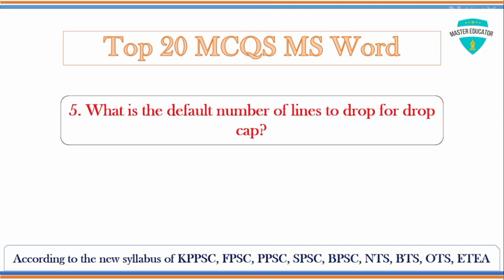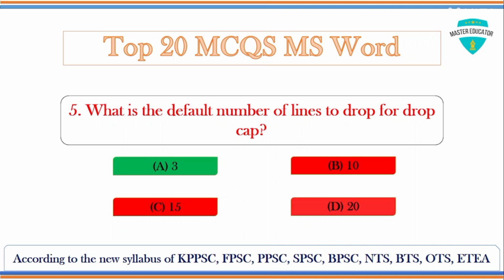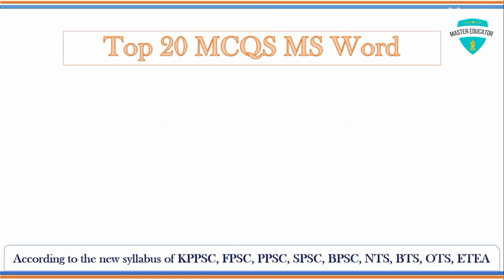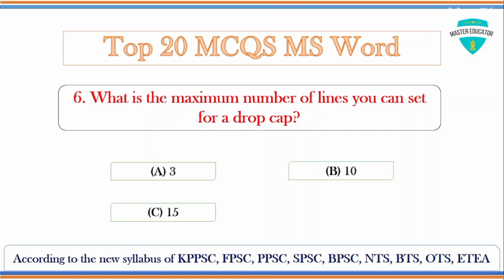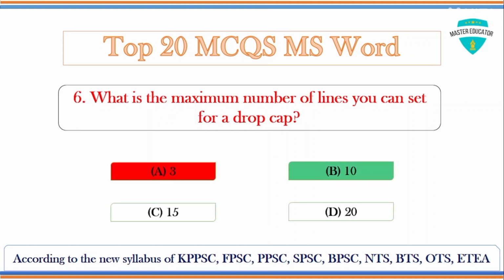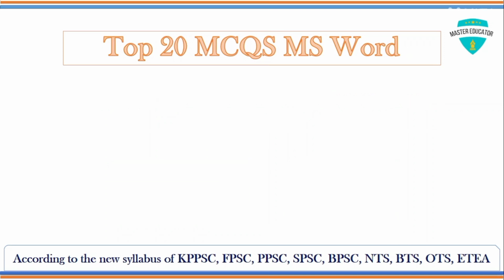MCQs number 5. What is the default number of lines to drop for Drop Cap? Option A 3, option B 10, option C 15 and option D 20. The correct option is option A, which is 3. Number 6 MCQs. What is the maximum number of lines you can set for a Drop Cap? Option A 3, option B 10, option C 15, option D 20. The correct option is option B, which is 10.